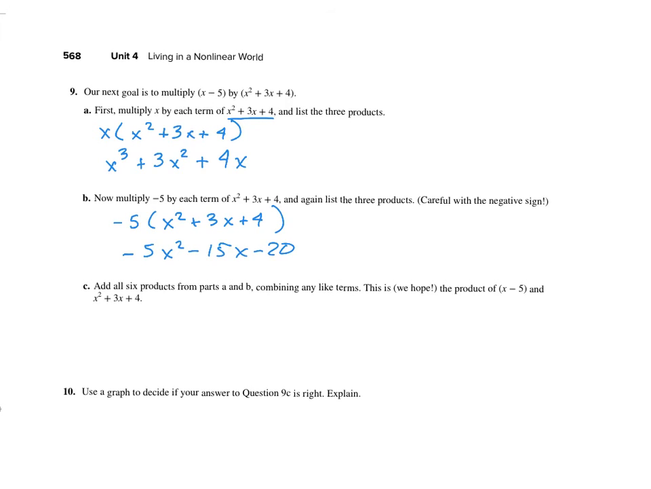Then it says add all 6 products from parts A and B, combining any like terms. So I'm going to go ahead and write what I had in 9A, and I'm going to write what I had in 9B, and I'm going to line up the like terms. So I get x cubed plus x squared minus 11x minus 20. And then again on 10 they're asking us to use a graph to make sure that they look the same. And of course they should.